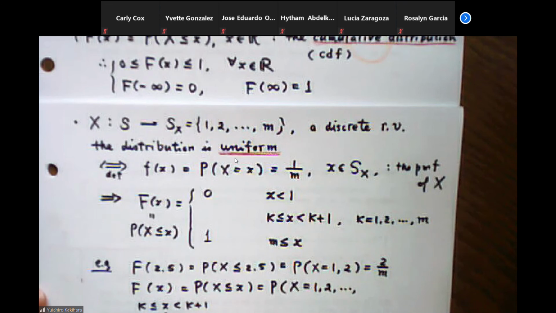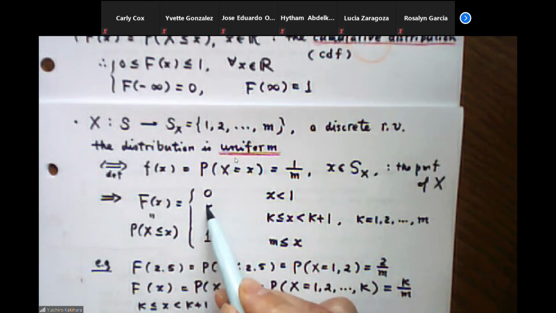Yes, because x is greater than or equal to k. K is possible. But what about k plus 1? Is that possible? No, because x is smaller than k plus 1. So x can take the values 1, 2, up to k. Then what is this probability? There are k values out of m. So k over m, right? So this value is k over m. This is the cumulative distribution function's value.